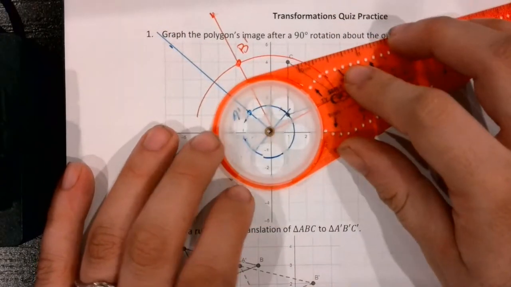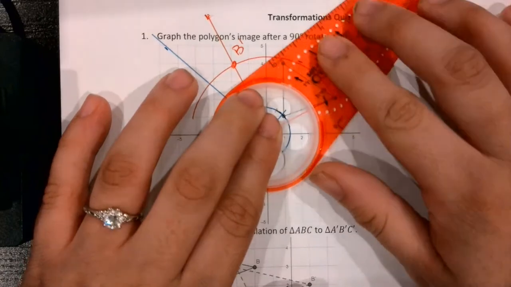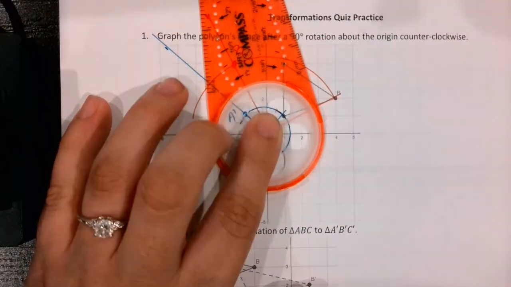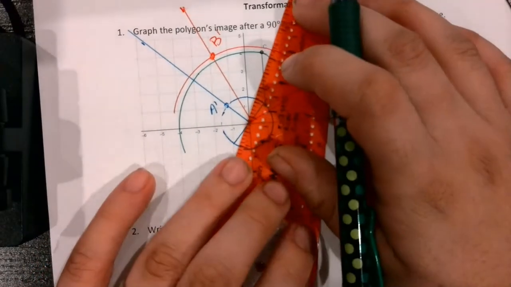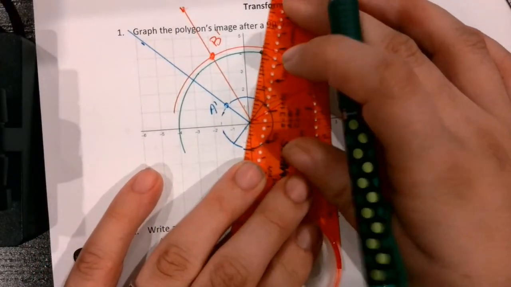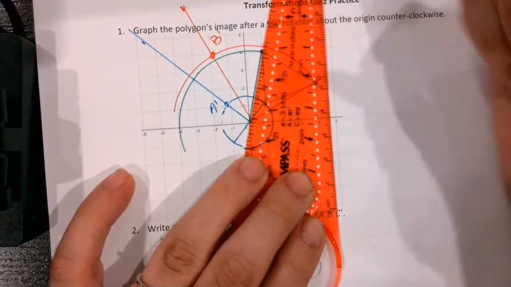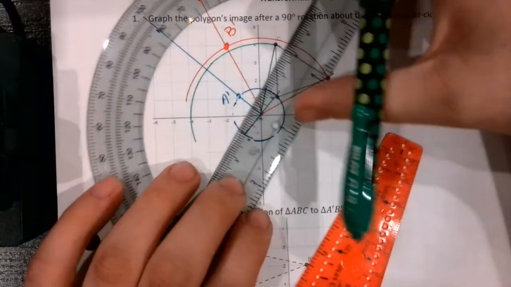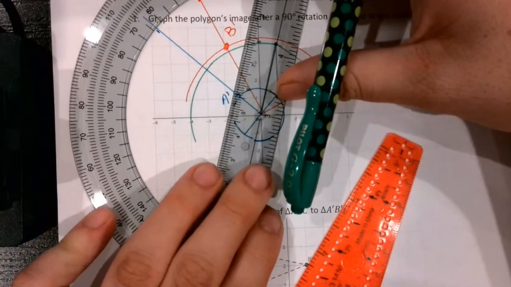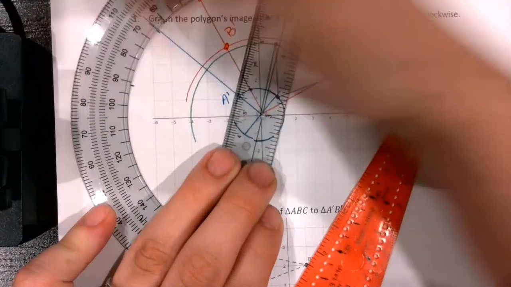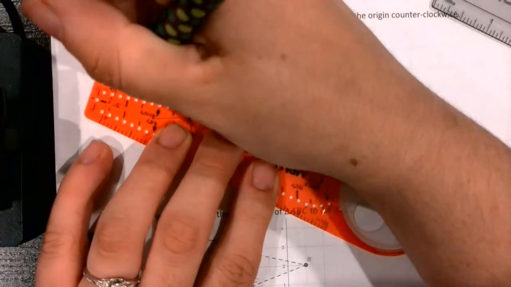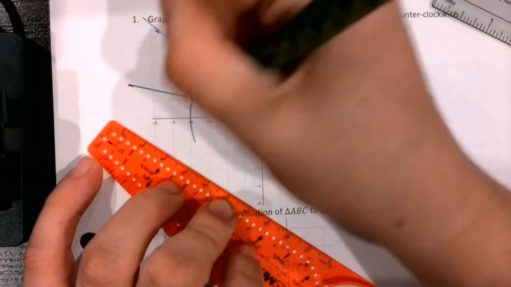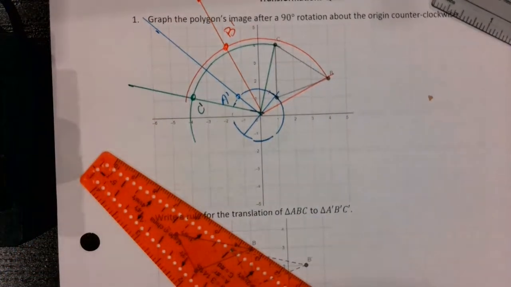I'm going to do the same thing for C. Then I draw my point through the origin. Then I go and grab my protractor. I line it up. And then I mark my 90 degrees. And I connect it. Where they cross is my C prime. Then I want to go ahead and connect all 3 points.